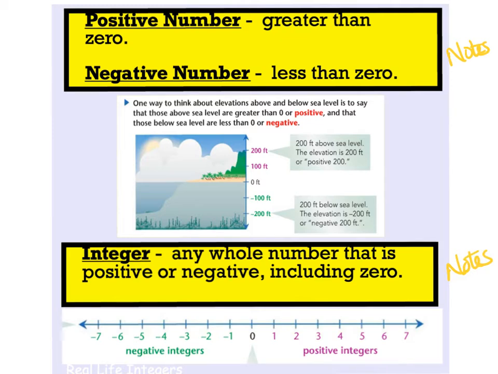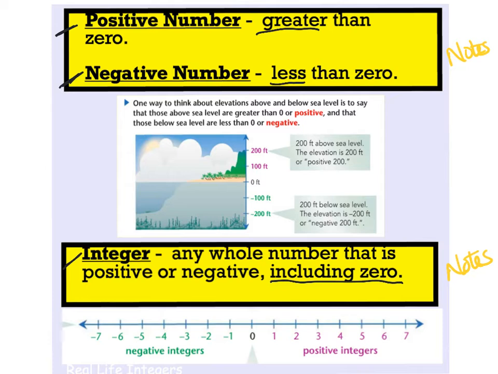But we've got 3 terms. We have positive numbers, negative numbers, and integers. A positive number is any number that's greater than 0. A negative number is less than 0. And altogether, they're integers. Any whole number that is negative, positive, or 0. These are integers, okay?